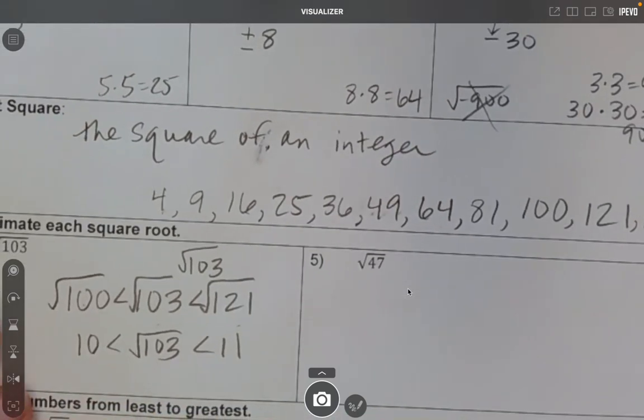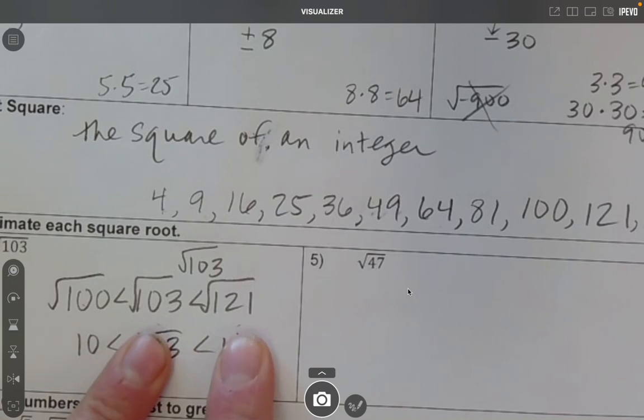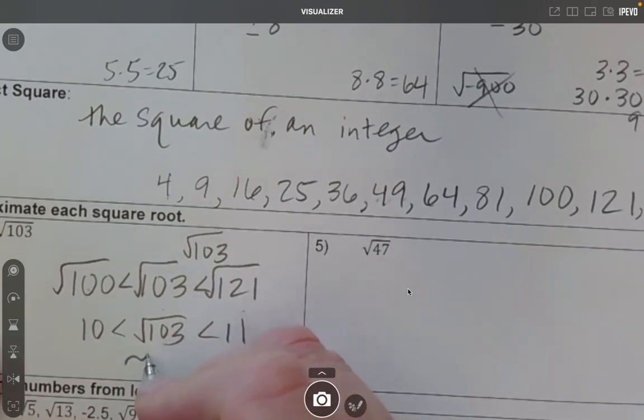Is it closer to the 10 or closer to the 11? And 103 is closer to 100 than it is to 121. It's only 3 away from 100. It's like, I don't know, 18 away from 121. So if we had to approximate it, we would say it's approximately 10.